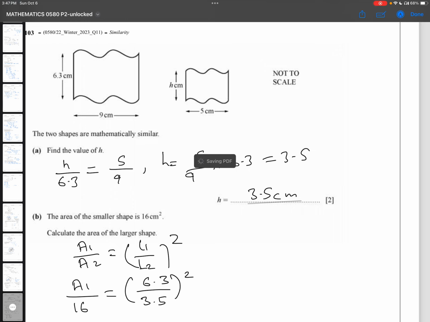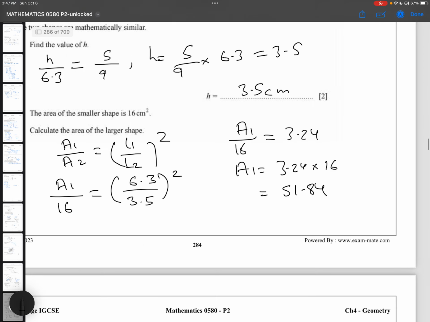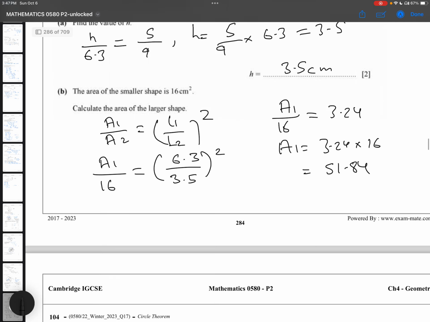So now 6.3 divided by 3.5 is 1.8, and the square of it is 3.24. So A1 upon 16 is equal to 3.24. Now A1 will be equal to 3.24 multiplied by 16. This is equal to 51.84. So this will be the area, 51.8 centimeters square.